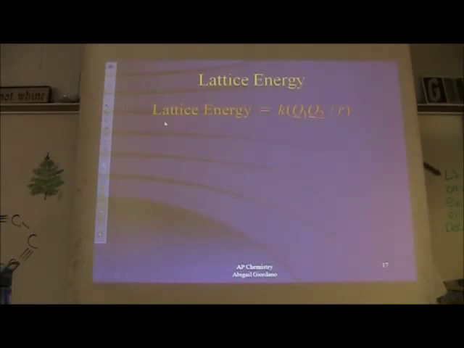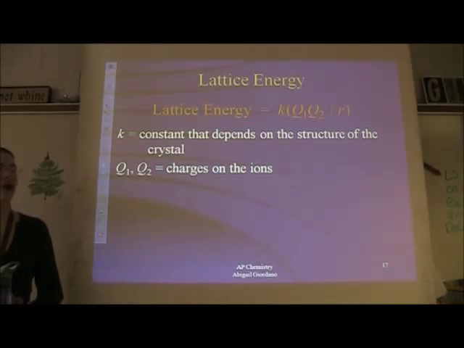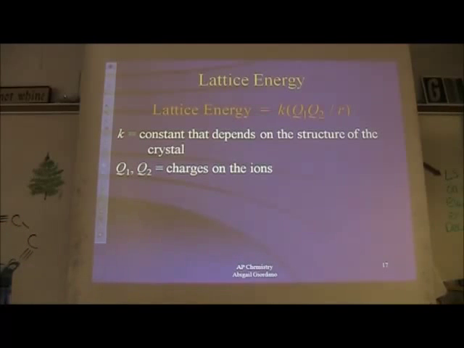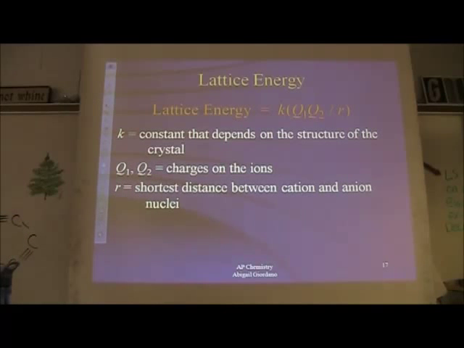Now, this is an equation which you do not need to memorize. It is not on your equation sheet. I'm only using it to help you understand this concept a little better. But this equation should look familiar to you. When we started chapter 8, we looked at an equation that was called Coulomb's Law. And it was basically a mathematical way for me to prove to you why opposite charges attract. It's almost the same equation. Don't memorize it. The most important thing here is these Q1 and Q2 parts. These are the charges of the ions in a compound.